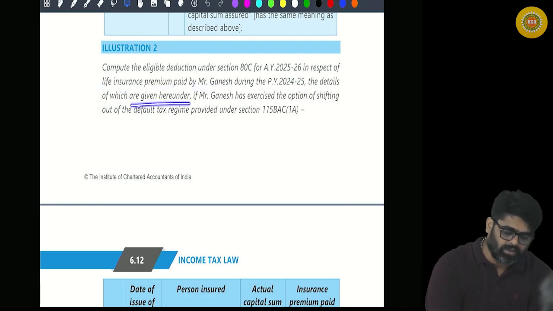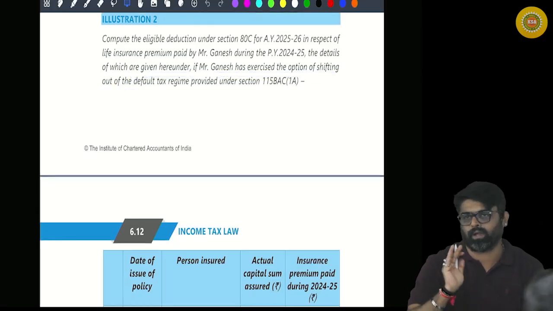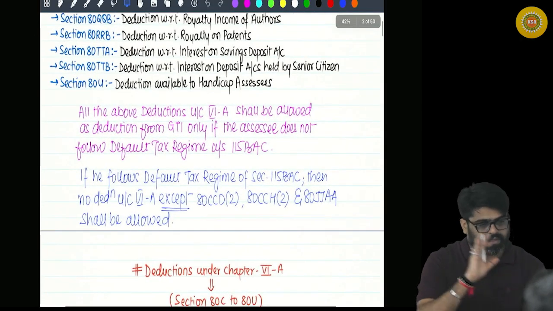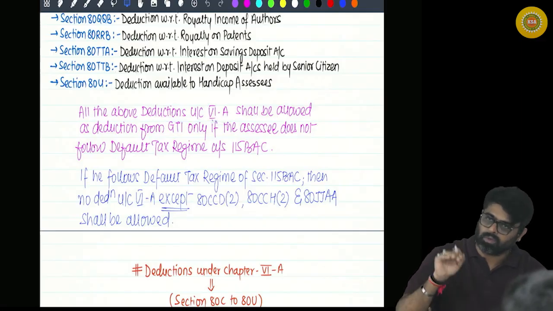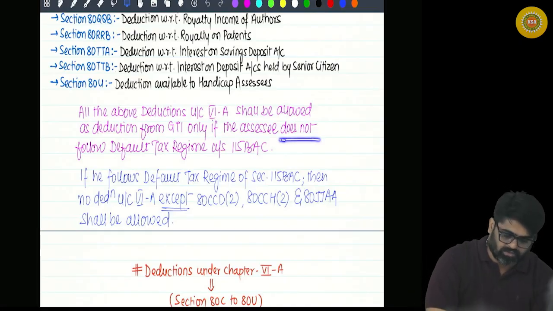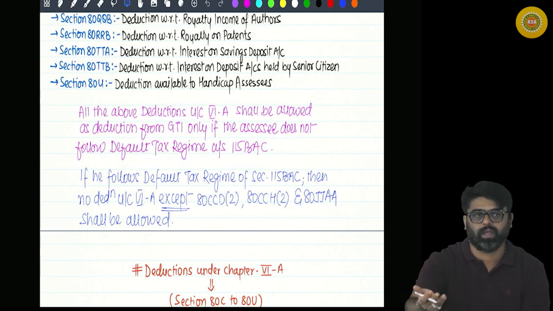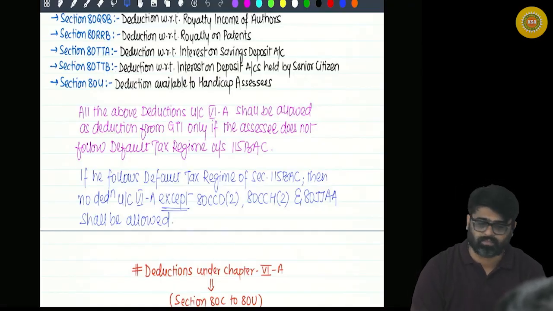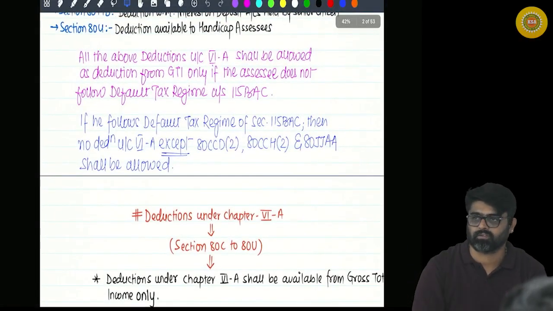The details of which are given here under, if Mr. Ganesh has exercised the option of shifting out. Now before moving ahead, one very important thing I would like to bring to your notice: whatever deductions are there under chapter 6A, you are going to apply those deductions only if the assessee does not follow the default tax regime, meaning he shifts out. But if the assessee remains in the default tax regime, then all these deductions are not allowed, except for 3 deductions.